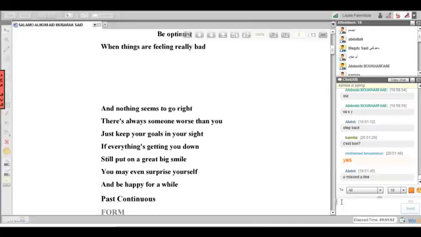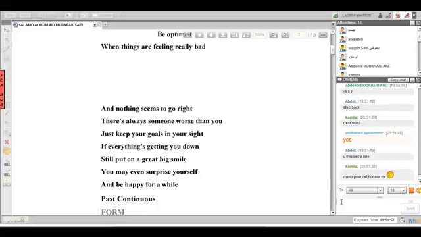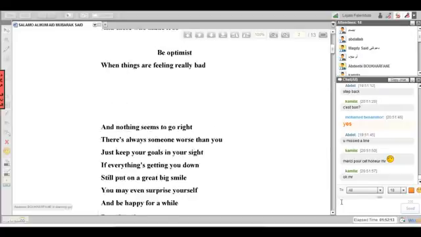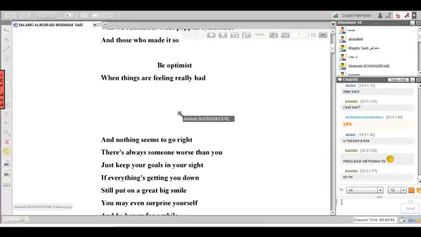Okay, the title of the poem is Be Optimist. Can you hear me? Please replay. Okay, let's start. When things are feeling really bad and nothing seems to go right, there is always someone worse than you. Just keep your goals in your sight. If everything is getting you down, still put on a great big smile. You may even surprise yourself. Scroll down, sir.